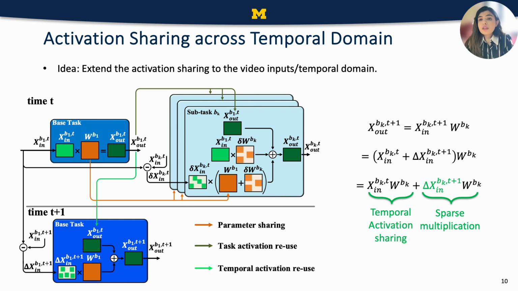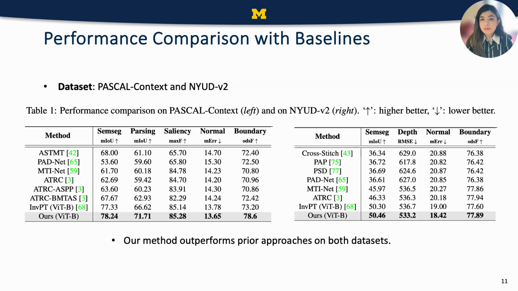Third, to reduce the computation across time, we apply similar methods and use a sparse delta temporal activation matrix to reform these matrix multiplications. This can also lead to computation reduction because of the temporal activation sharing.